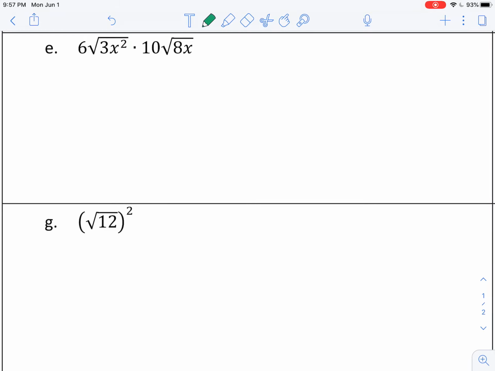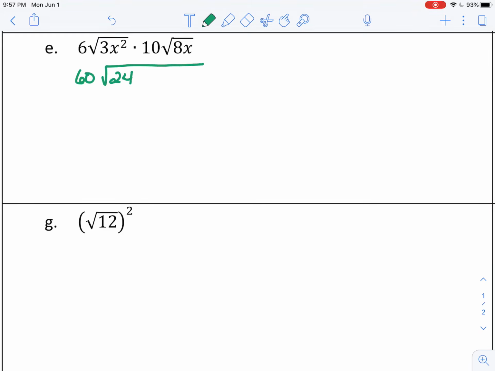Okay, continuing on example 1, part E now. So now this is a little more complicated because there are variables in it, but they function the exact same way. We're going to start by multiplying, and then we're going to simplify. So I'm going to multiply the coefficients. 6 times 10 gets me 60 outside the radical. I'm going to multiply the numbers inside the radical. 3 times 8 is 24.